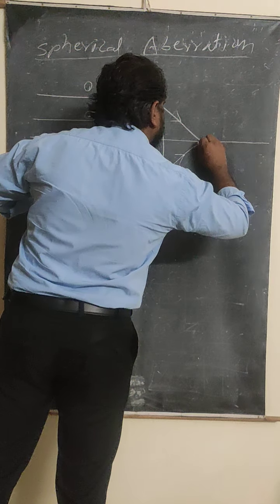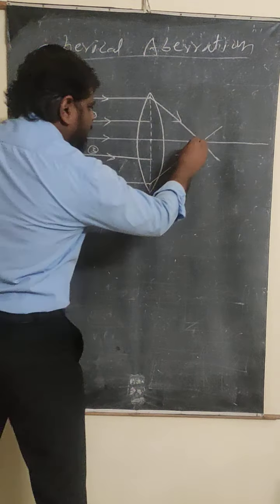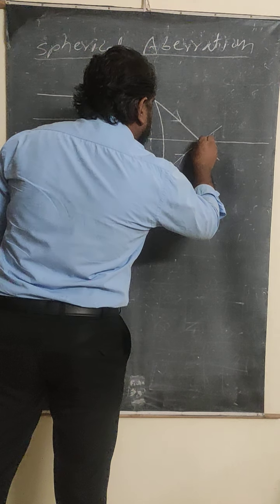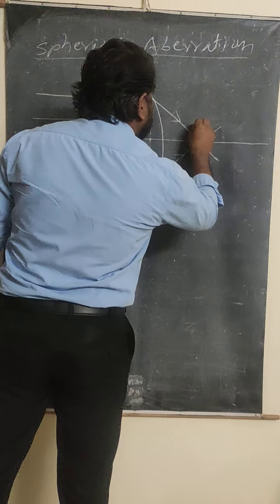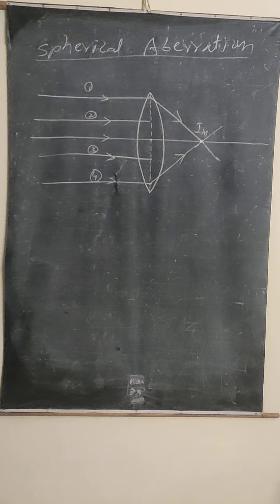Like this, they are going to form the image. This image can be called IM, the image formed by the marginal rays.